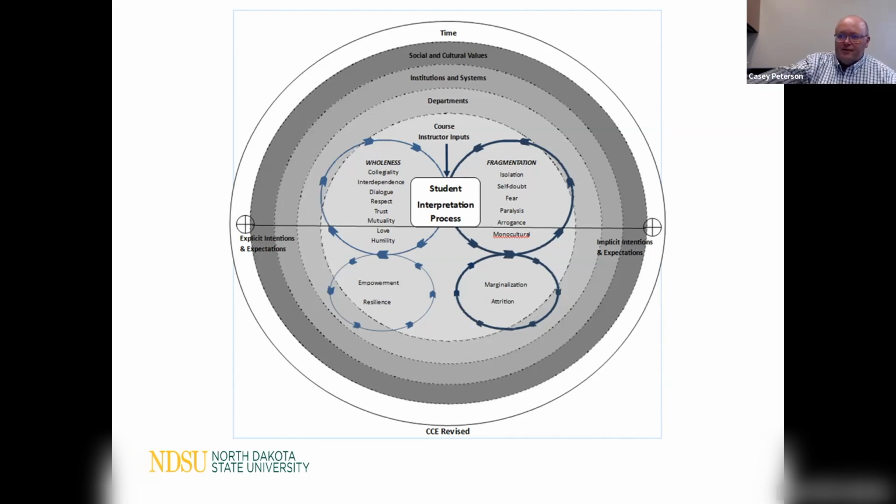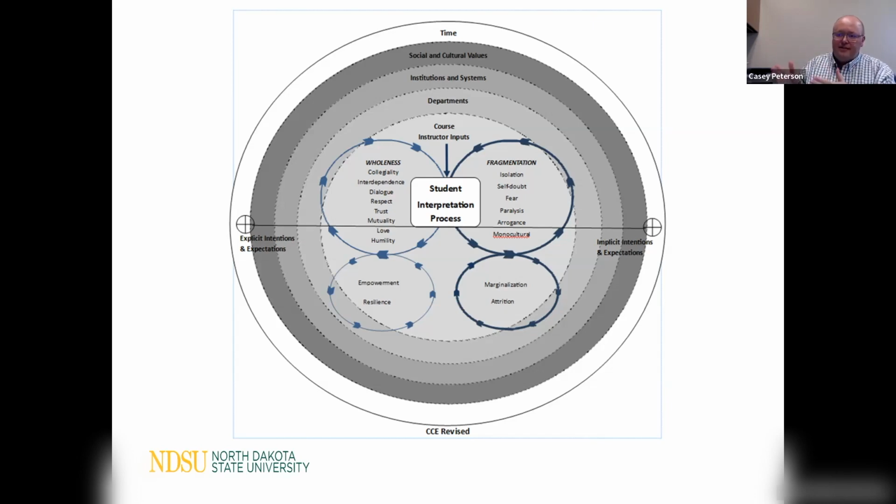But if you look right at the center, those instructor inputs, and this really could be classmate inputs as well, right? Or GA or TA, but it's really the inputs to the class. Students interpret that communication and those cues, and they move to one side or the other, right? You're working really to try to create a classroom that embodies that wholeness model of collegiality, interdependence, dialogue, respect, trust. But if they are seeing those red flags come up, they're more likely to move over to fragmentation, self-isolation, self-doubt, fear. You get marginalization. This is where you get really tense arguments in class. You get people withdrawing from the course, like if not on paper, mentally withdrawing from the course.